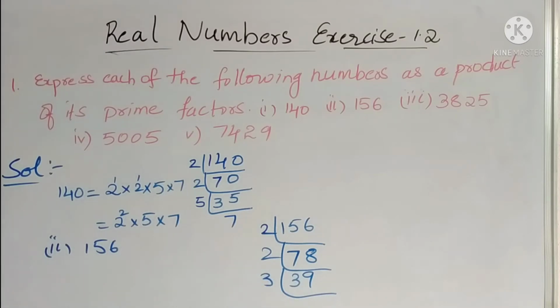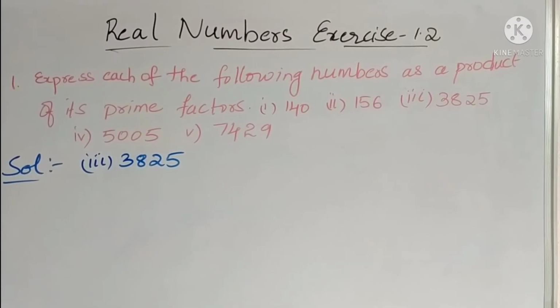What is the divisibility rule of 3? If sum of digits is divisible by 3, then that whole number will be divisible by 3. So 9 plus 3, 12. So it is divisible by 3. So 3 ones and 3 13s. So 156 can be written as 2 into 2 into 3 into 13. So in this way we can write the given number as the product of prime factors.